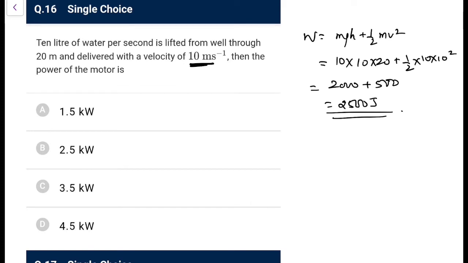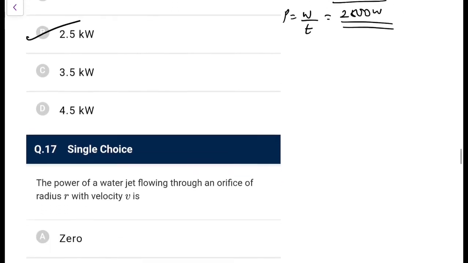Okay, then the power of the motor is, now what is the time? Again we are left with no choice. It means it is per second. Okay, it is given as per second, so I was doing it right also. Power is work done by time, so it is per unit time, so it would be 2500 watt. Go for option B, no issues in that.